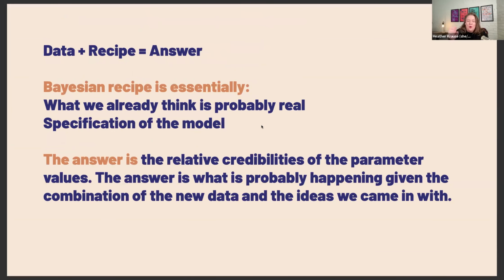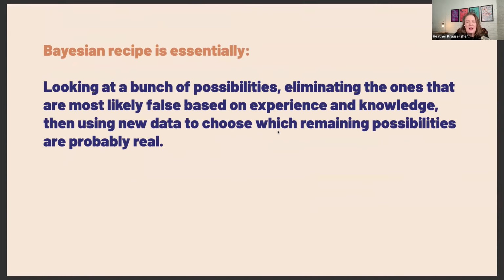Essentially, we put in a combination of what we think is probably going on, a specification of a model, we combine that with some data, and we get an answer. And the answer that comes out of our recipe, the cake that comes out of a Bayesian analysis, is something like the relative credibilities of the parameter values. So the answer is what is probably happening given the combination of the new data that we acquired and the ideas that we came in with. So that's still pretty abstract. So let's think about this a little more before we dive into an example.